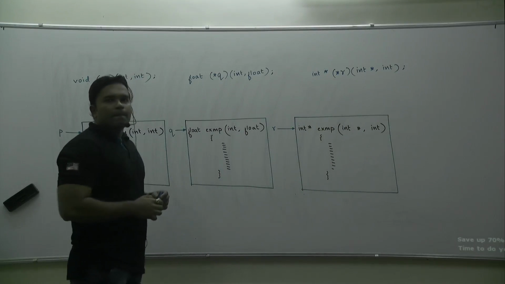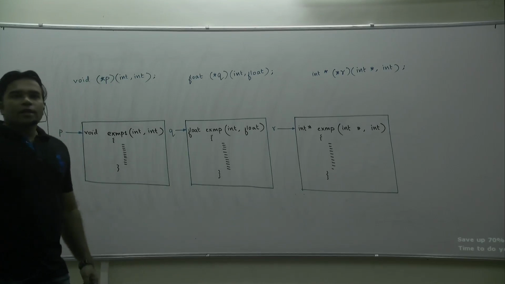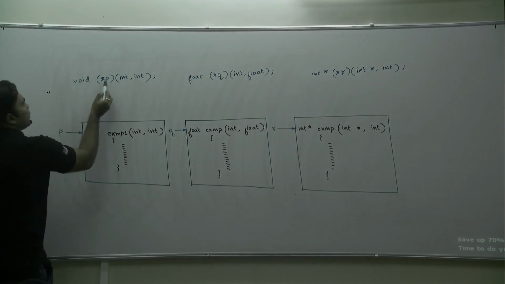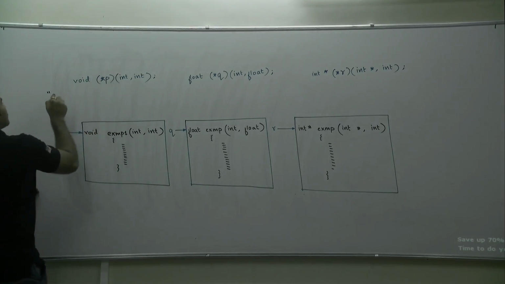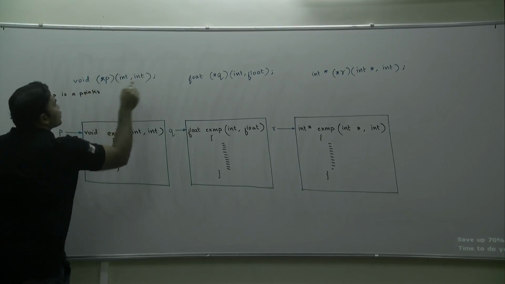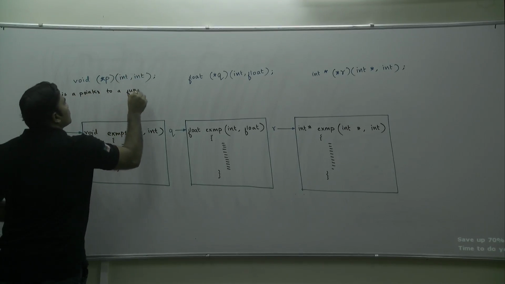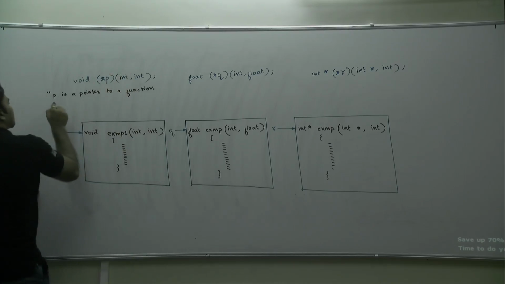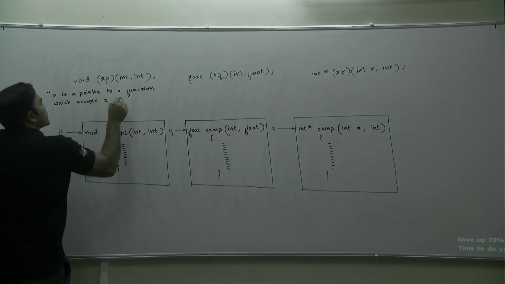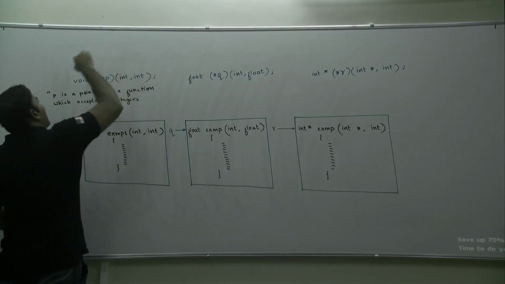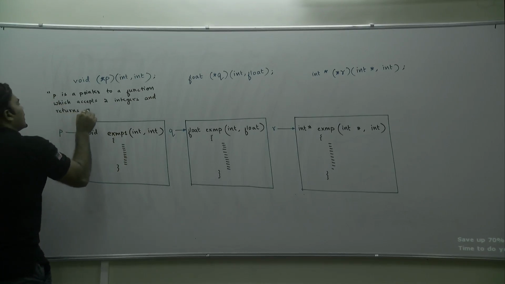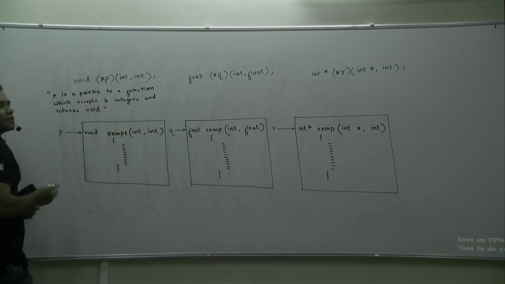So simple. If you ask me, sir, can you write it in words? I will write it. All of you pay attention. P is a pointer because of Bodmer's rule. So P is a pointer to a function, which accepts two integers and returns void. That is how you have to read this statement.